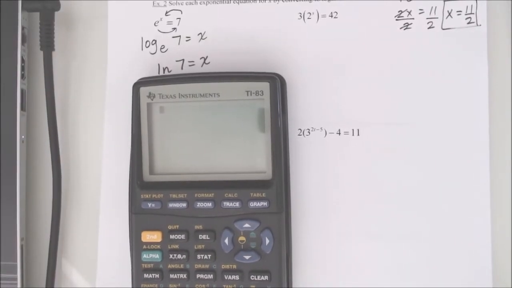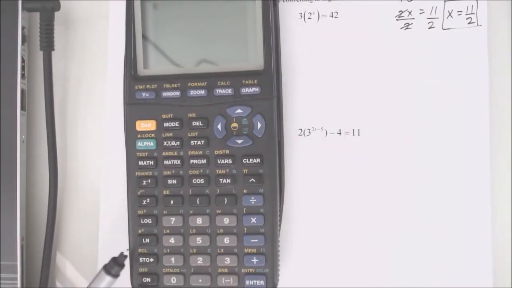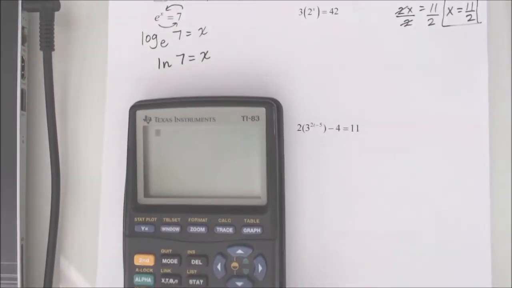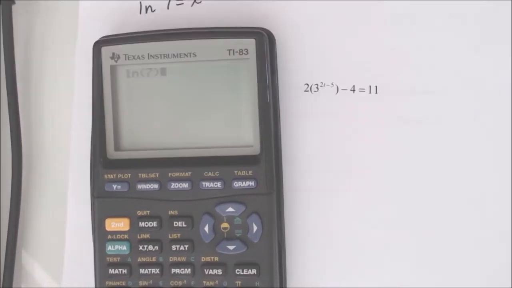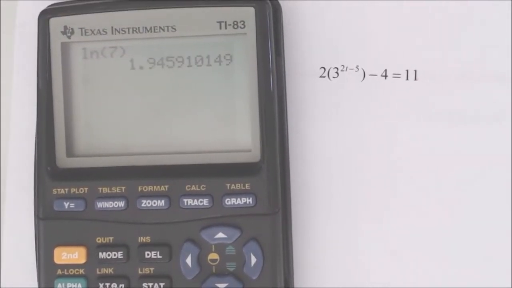The natural log key is on the left side of my calculator. So there's my natural log key. If I wanted to evaluate the natural log of 7 and get a decimal for that, I'm just going to punch in the natural log key of 7, close the parentheses there. Let me zoom in a little bit. So we've got natural log of 7, and then hit enter, and it gives you a decimal.